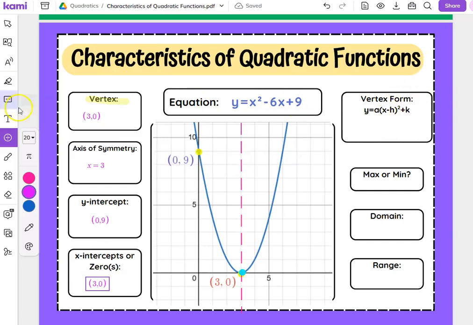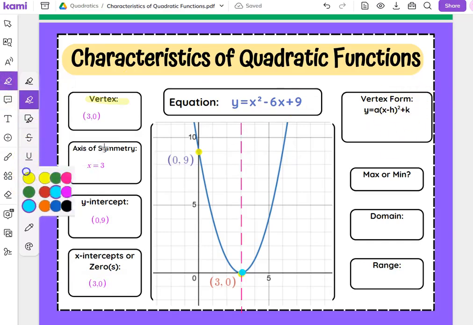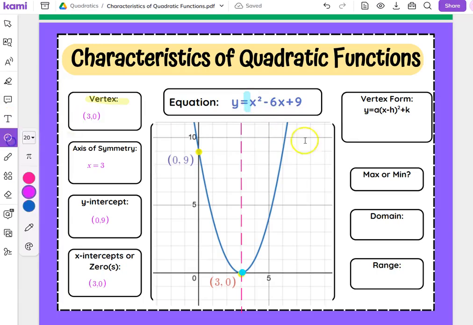And then for our vertex form, we're going to come find what's the number in front. That's A. So y equals 1 times x minus 3, all squared. And then we could write plus 0. But do I need that plus 0 on the end? I actually don't, so you don't have to keep that there.